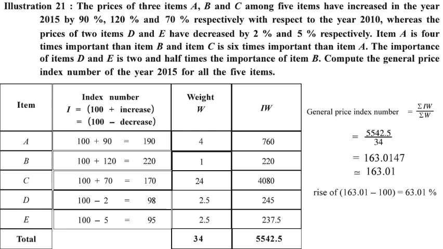Okay, let us revise again. Whenever the percentage increase or decrease is given, 100 plus the increase, 100 minus the decrease. That way you can get your answer for the index number. Whenever the importance for each item is given, start with the importance of a basic item and from then calculate the importance of the other items based on that basic item.